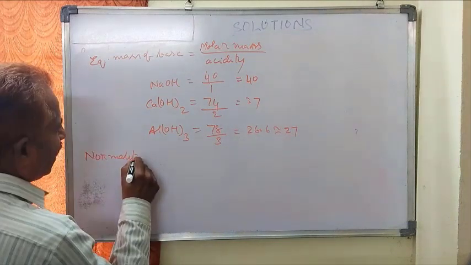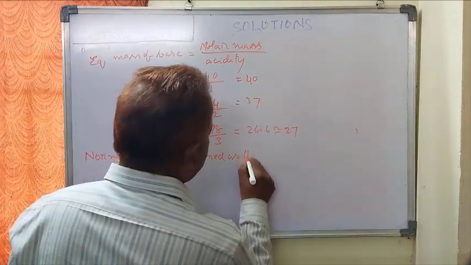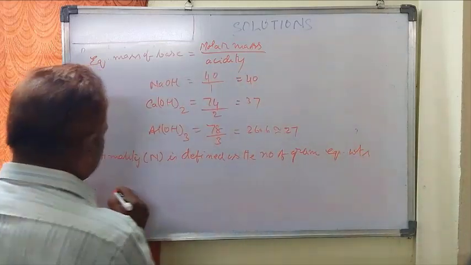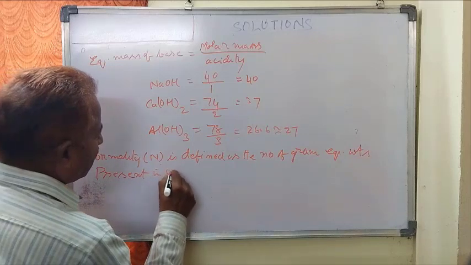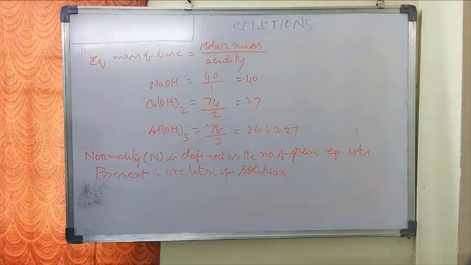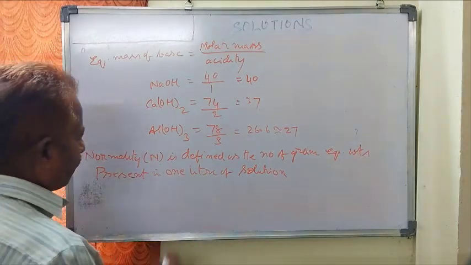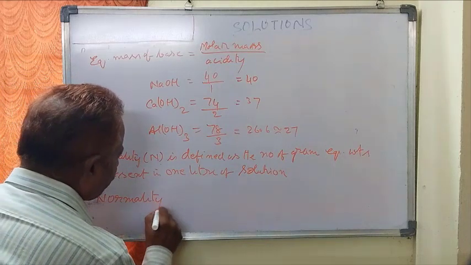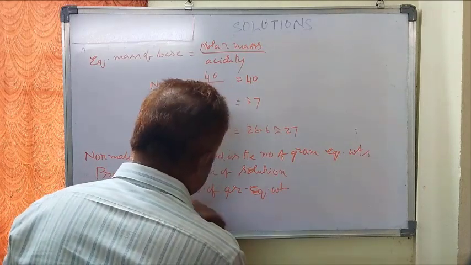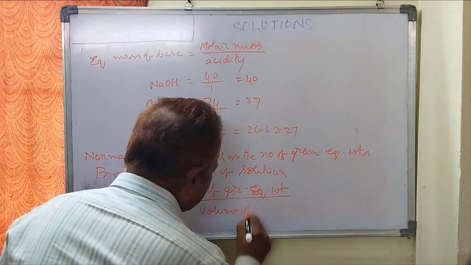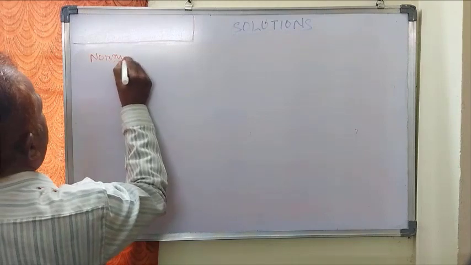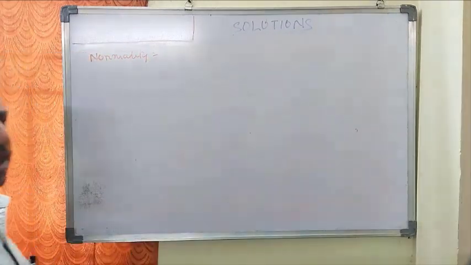Now let us see normality. Normality N is defined as the number of gram equivalent weights present in 1 liter of solution. If equivalent mass is expressed in grams, it is nothing but gram equivalent weight or gram equivalent mass. Therefore, normality equals the number of gram equivalent weights by the volume of solution in liters.